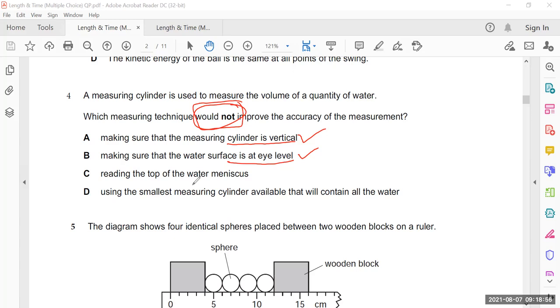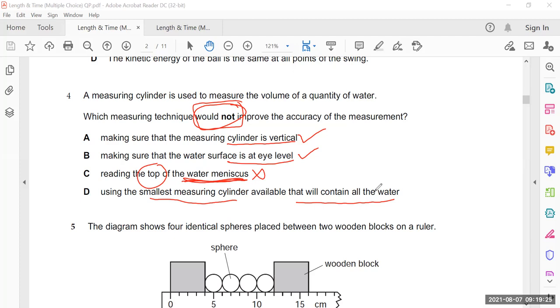Reading the top of the water meniscus is the wrong answer, children. Shouldn't you read from the bottom? Yes, it should be measured from the bottom of the meniscus. So this is wrong. And what about the fourth option? Using the smallest measuring cylinder available that will contain all the water. Yes, for better accuracy of the measurement, children, if we use a measuring cylinder having small divisions, that is better to use.